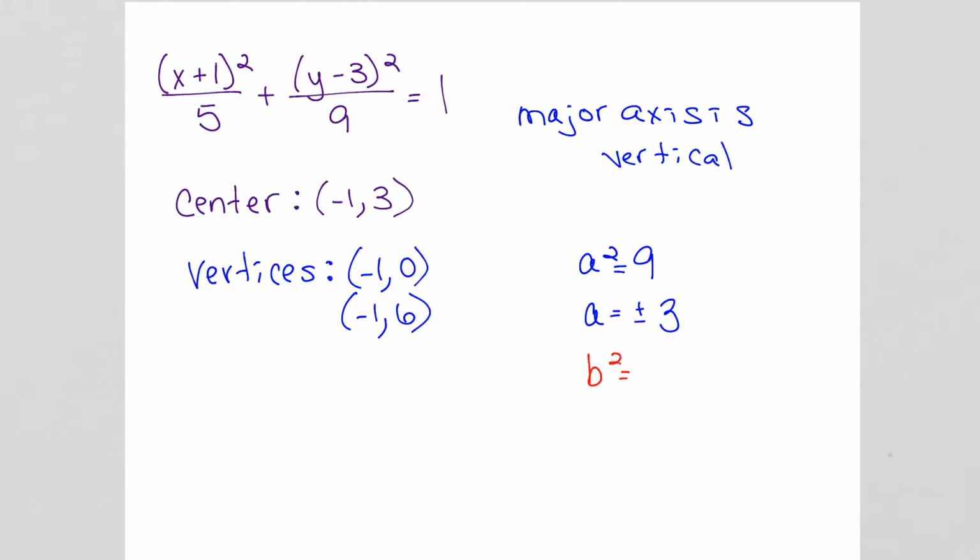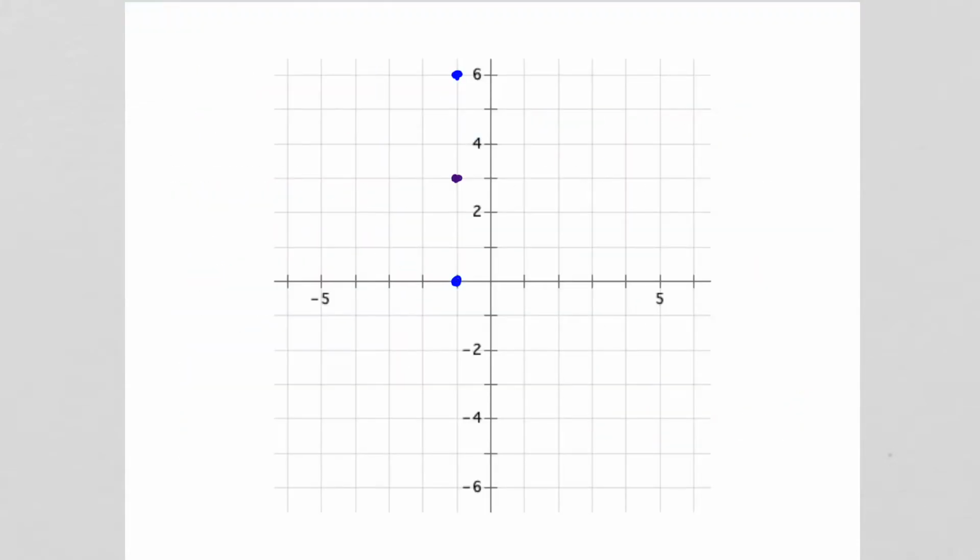Then b squared is 5. So b is the square root of 5, which is approximately 2.24. Oh, wrong direction. Okay, so to the left, I'm going to go 2.24. To the right, I'm going to go 2.24. So that means that the other two, oh, I went over. There we go. The other two vertices are at 1.243 and negative 3.243.